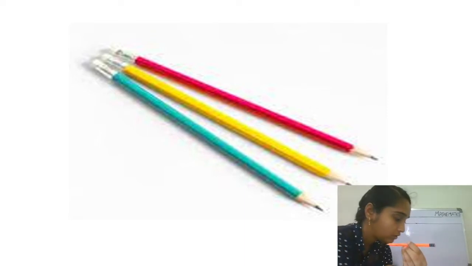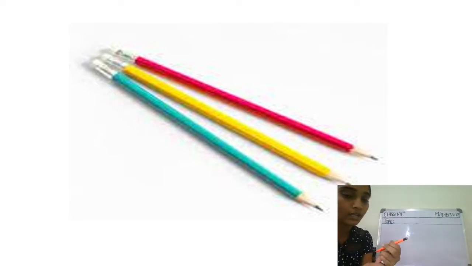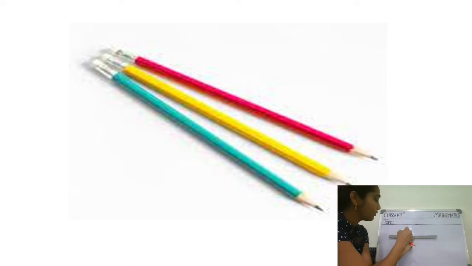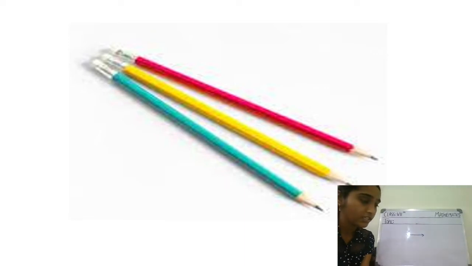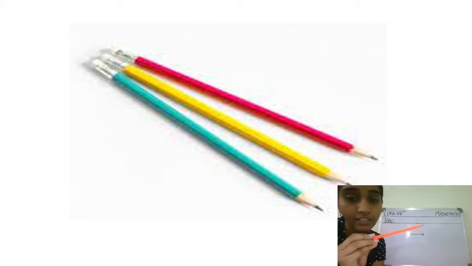If I draw this line in this form, just see, and you have to name it. Yes, students, what is it? Very good. It is a ray, which we have studied in our last class. This is depicting a kind of ray. So you can suppose that this is a ray which I am having in my hand.